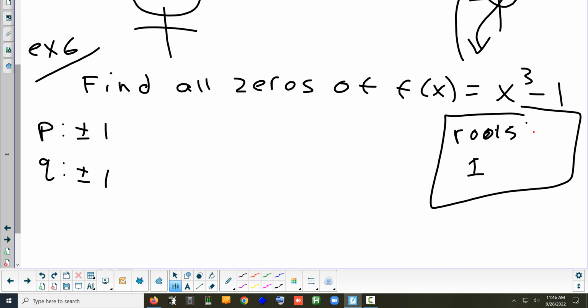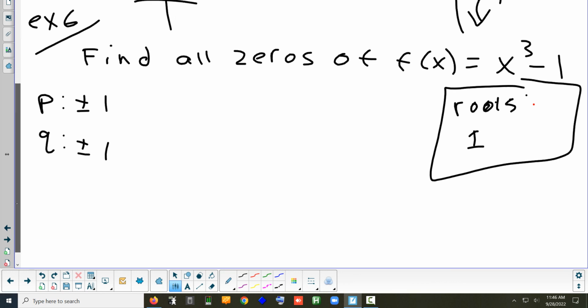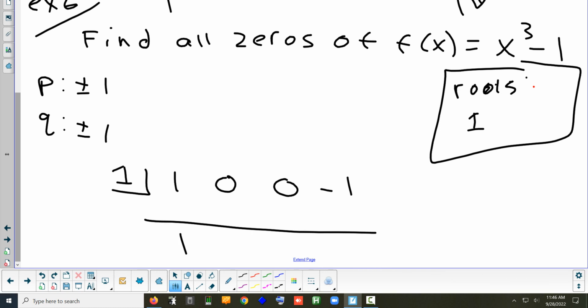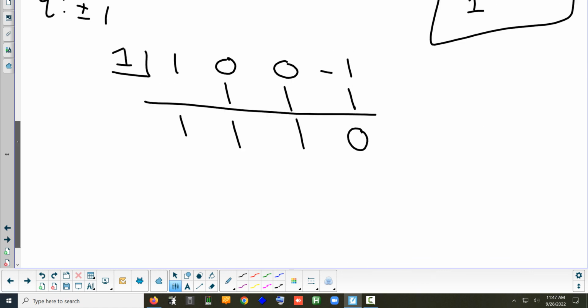Now that I know 1 is a root, what do I do with it to turn my cubic into a quadratic? Do synthetic division. So put your root on the outside. 1, 0, 0, -1. Okay, 1 times 1 gives me 1. 0 plus 1, 1. 1 times 1, 1. 0 plus 1, 1. 1 times 1, 1. -1 plus 1, 0. Yay. So we know that 1 is a root.